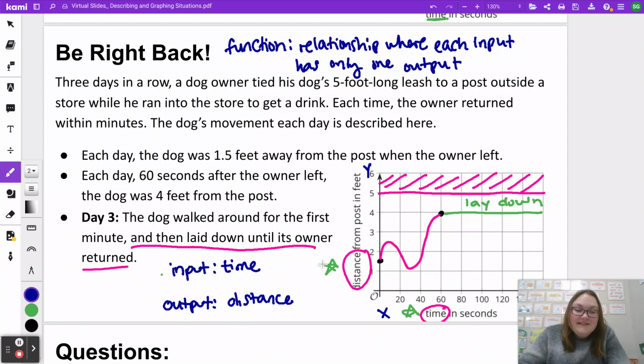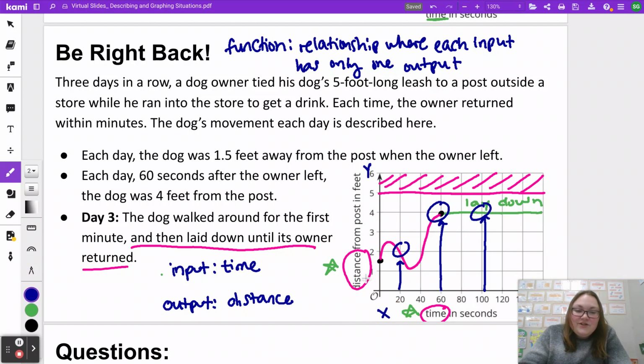Our answer is yes. Each input, at each time, there is only one output. There is only one distance. 60 seconds after the owner left, I can see there is only one output. The dog is 4 feet away. 100 seconds after the dog left, there is only one output. The dog is still 4 feet away. 20 seconds, the dog is 2 feet away. I see that there is only one output.